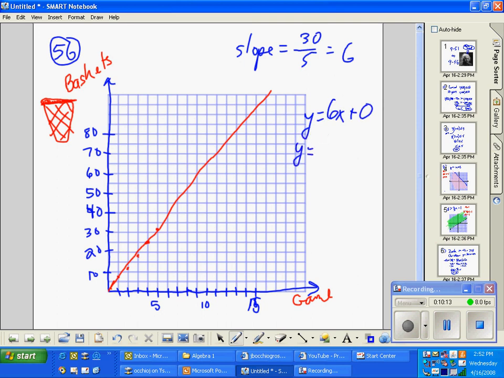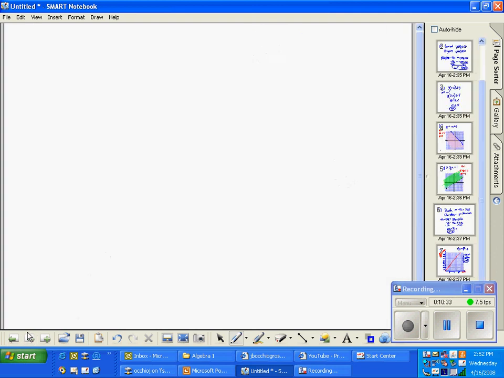And if we want to know what happens at 15 games, you do 6 times 15, add 0 to it. That's 90. And anyway, that's decent as to where I thought it was based on my graph. It looks like it's about here, which would be 90 something. Anyway, we got a guess of 90 from the picture.